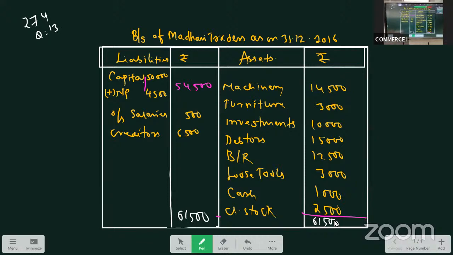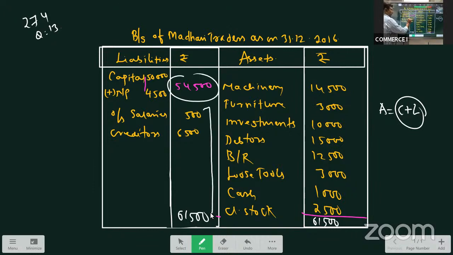If you remember, yesterday I told you balance sheet is prepared based on an accounting equation: total of assets is equal to total of capital plus liabilities. The same thing is happening here. This is the capital, these are the list of liabilities, add up, that is 61,500. And these are the total assets, that is also 61,500. Okay, we are done with this.